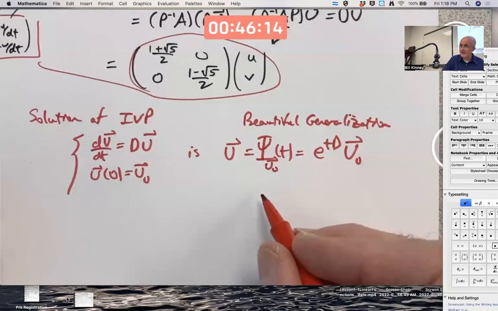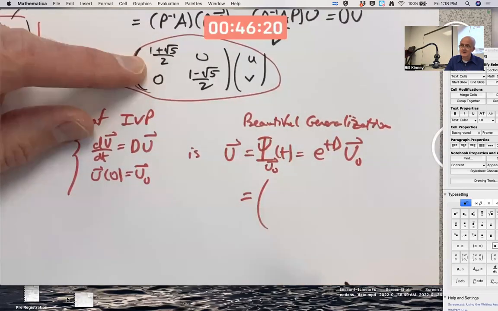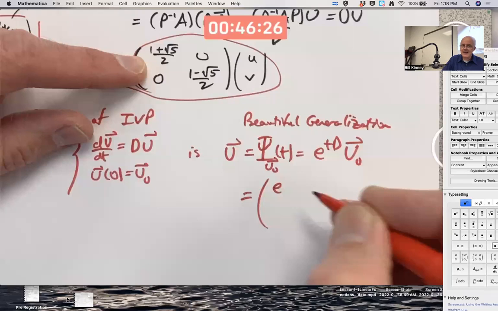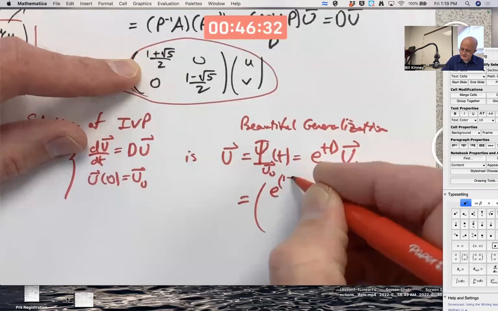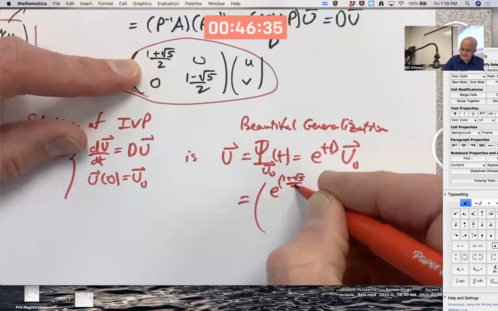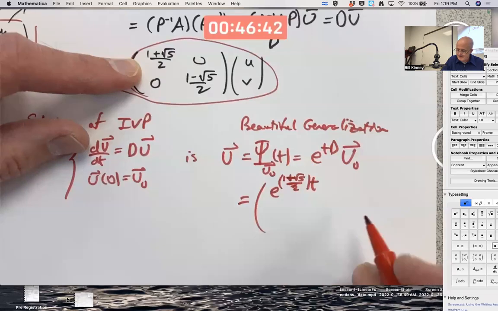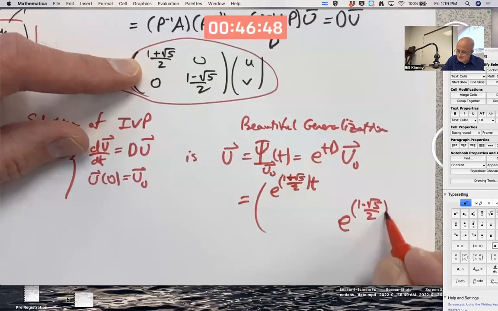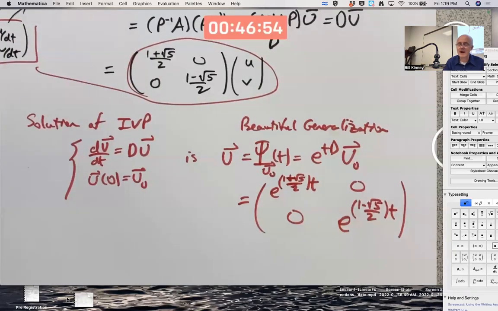And e to the tD is easy to figure out because D is diagonal. In the case where your matrix is diagonal, e to the tD will also be diagonal. And along the main diagonal, the numbers will be e to those powers times t: e to the (1 plus square root of 5) over 2 times t. Is that big enough for you to see there? In the lower right entry, it's e to the (1 minus square root of 5) over 2 times t. And the other entries are still 0. We don't raise every entry to make every entry the power of e, because e to the 0 is 1. We don't put 1s there. They stay zeros.